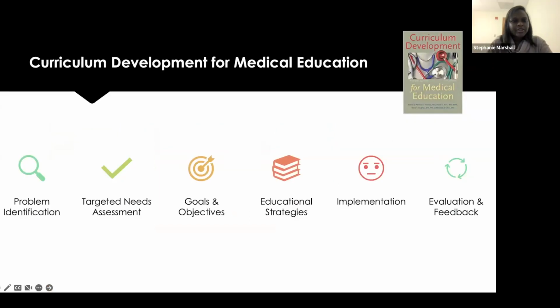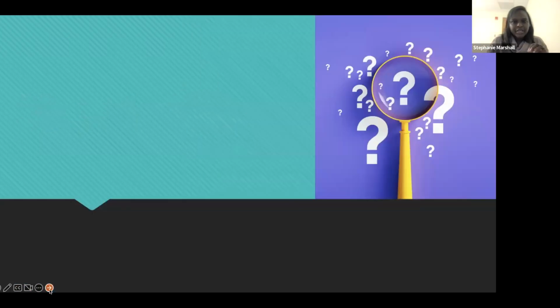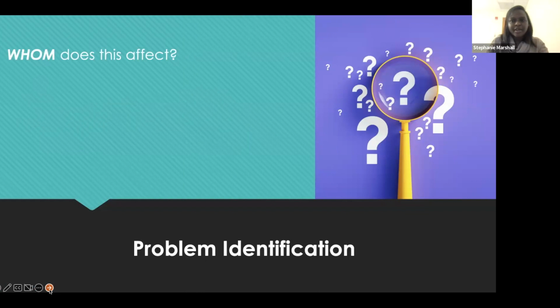So I'm going to start with just an overview of curriculum development, and this is essentially based on the book Curriculum Development for Medical Education, and this is the foundation that we use to kickstart our curriculum at Lurie Children's. And there are 6 steps identified in this curriculum, with step 1 being problem identification. This is the key first step in curriculum design and development. And the ultimate purpose of problem identification is to equip your learners to address a problem affecting a given population.